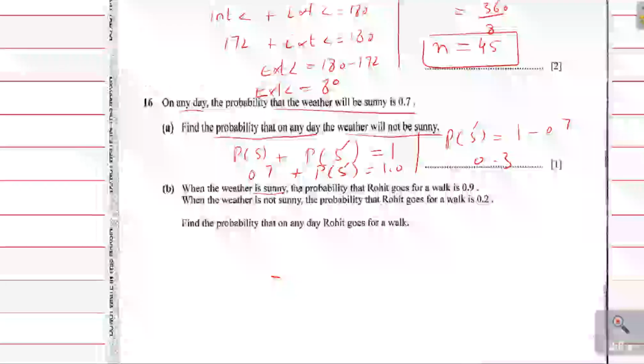Part B, when the weather is sunny, the probability he goes for a walk is 0.9. When the weather is not sunny, the probability he goes for a walk is 0.2. Find the probability that on any day he goes for a walk. Look here, firstly, we will draw a tree diagram here. Here we will write the probability of sunny and not sunny. This is sunny and this is not sunny. The probability of sunny is 0.7, and the probability of not sunny will be 0.3 here. Look here, this is 0.3.